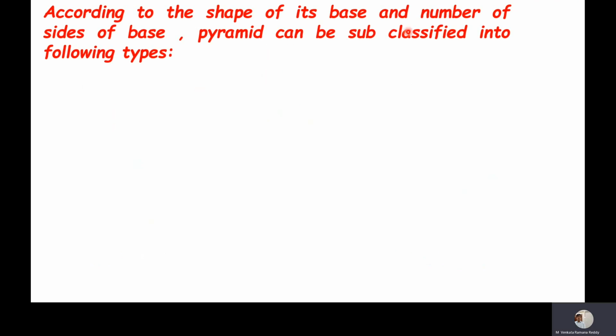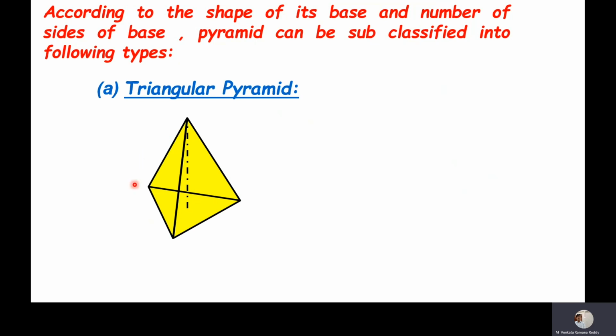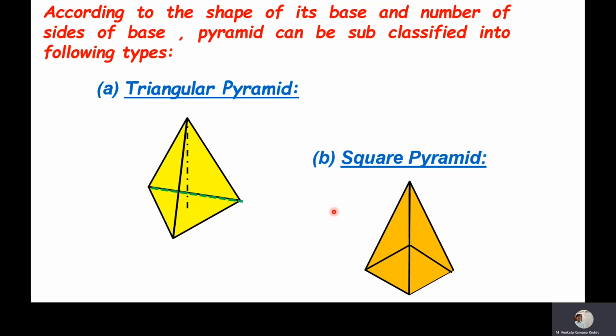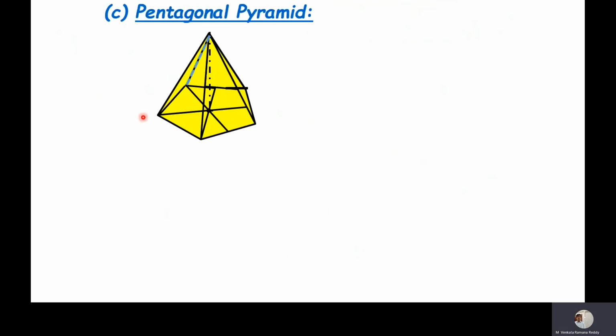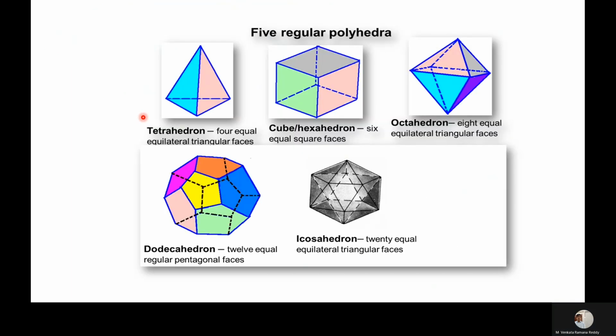According to the shape of its base and number of sides of the base, pyramid can be subclassified into following types. Triangular pyramid, base is a triangular shape. This is the apex. Square pyramid, base is a square shape. Pentagonal pyramid.